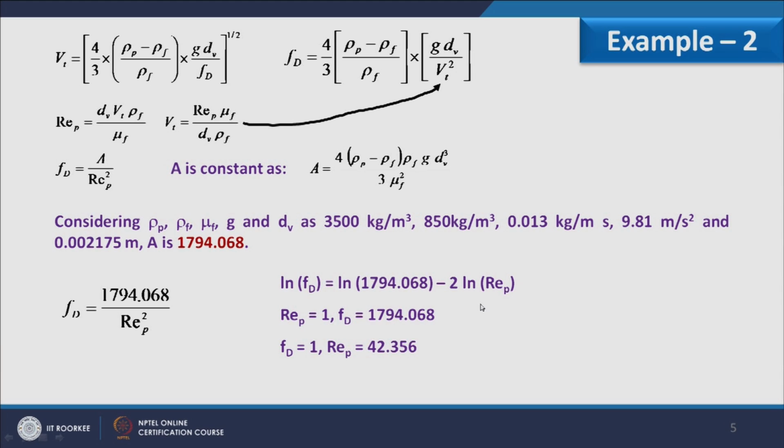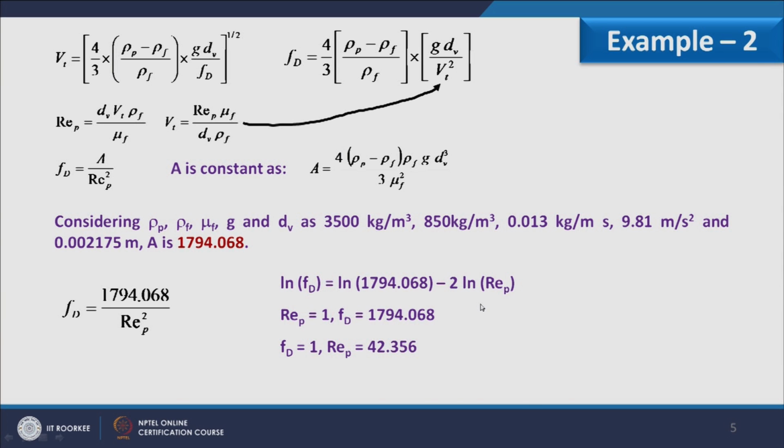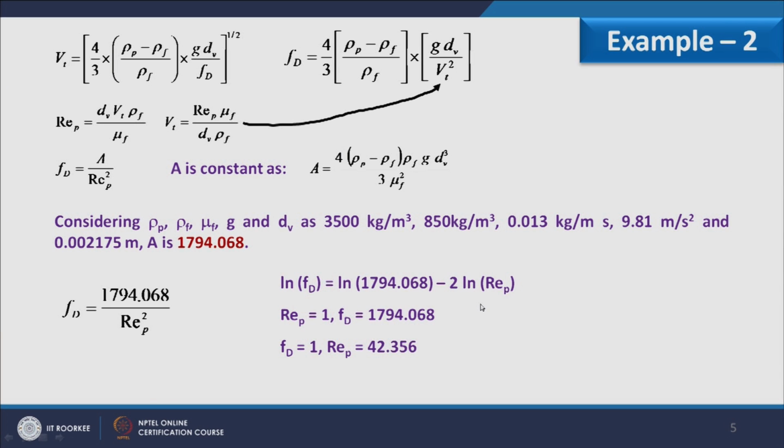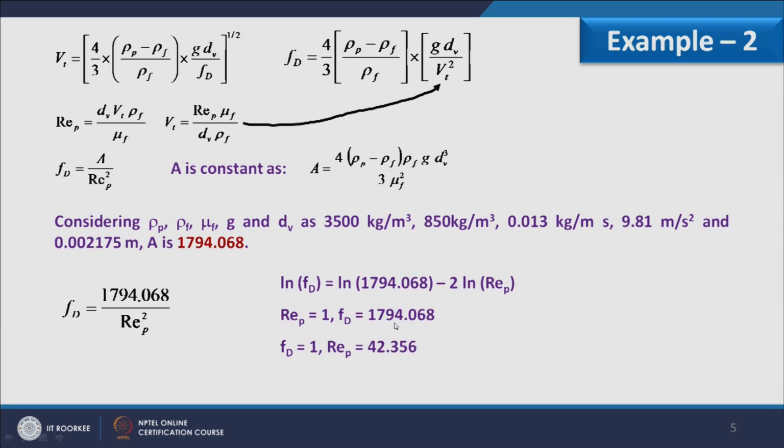So, if you see here, we have Fd as well as Reynolds number in logarithmic form, and for further calculation we have taken Reynolds number as 1, because once I take the Reynolds number as 1, this complete expression would be equal to 0. So, when Reynolds number is 1, Fd value is 1794.068, and when we take Fd as 1, then this expression would be 0 and Reynolds number comes out as 42.356. So, these values will be used to calculate the Reynolds number of the particle.